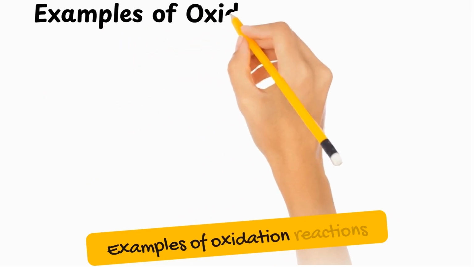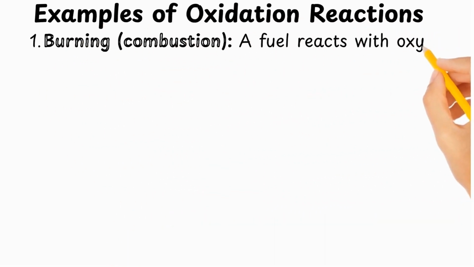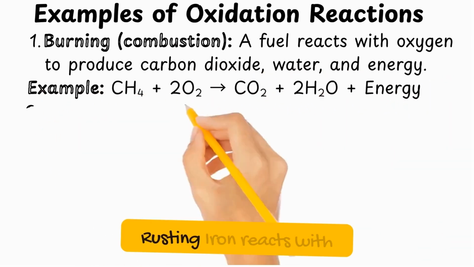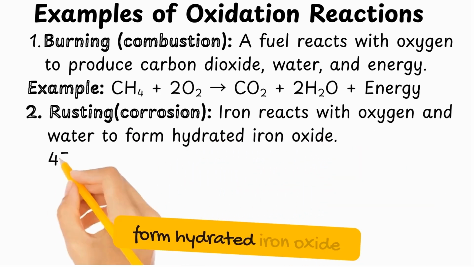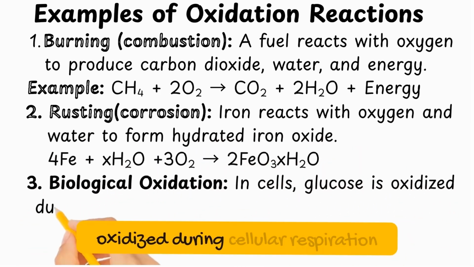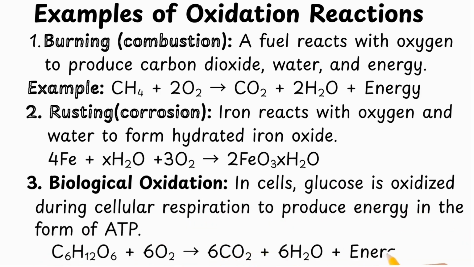Examples of oxidation reactions. In burning, a fuel reacts with oxygen to produce carbon dioxide, water, and energy. Rusting. Iron reacts with oxygen and water to form hydrated iron oxide. In cells, glucose is oxidized during cellular respiration to produce energy in the form of ATP.